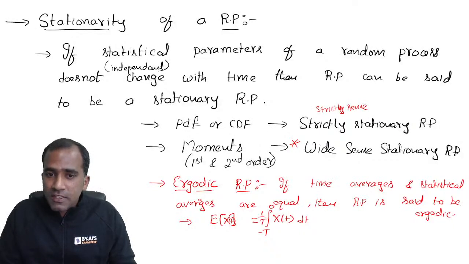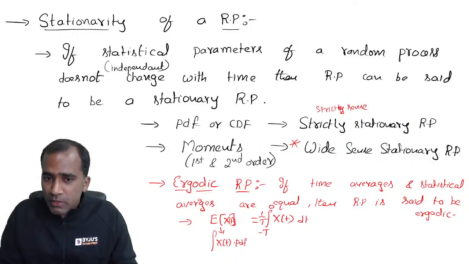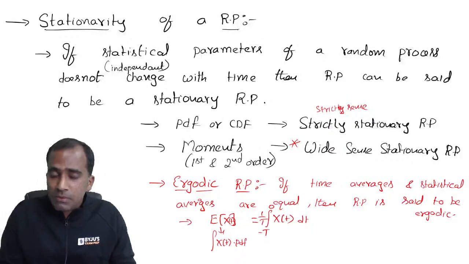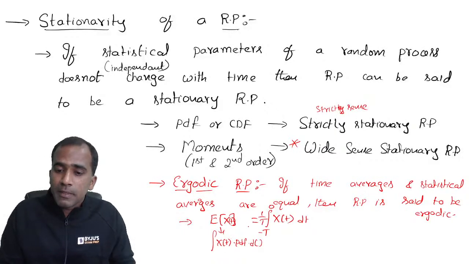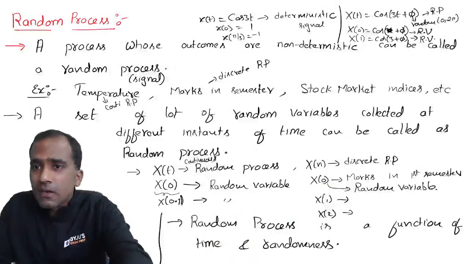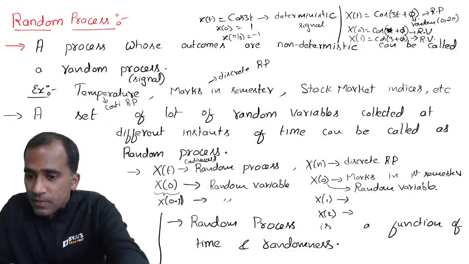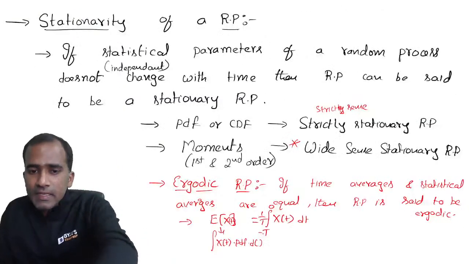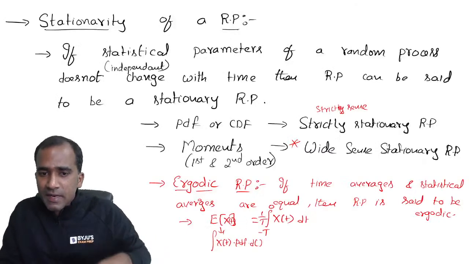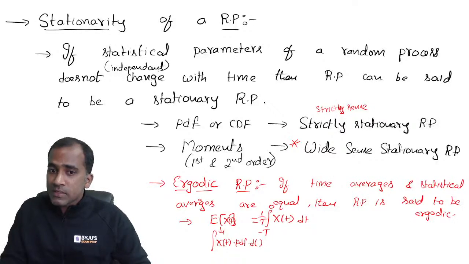So what is the formula for the expectation of x of t? It is the integration of x of t multiplied by some PDF. What PDF? We don't know, because we don't know what the equation of x of t is. In a random process, there will be some random variable, and we multiply with the PDF of that random variable, and the variable of integration will also be that random variable itself. For example, in the previous example, cos of 3t plus 5, here 5 is the random variable. So you multiply with the PDF of 5 and integrate with respect to 5. Since I'm generically taking it as x of t and don't know what the random variable inside it is, I'm simply writing it as the PDF and d of that variable.